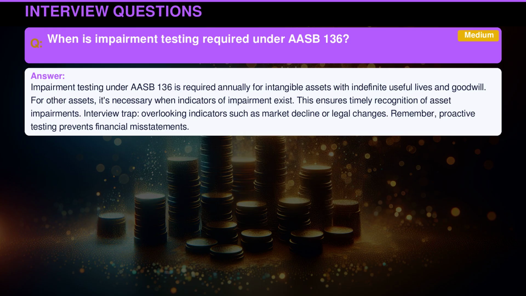Impairment testing under AASB 136 is required annually for intangible assets with indefinite useful lives and goodwill. For other assets, it's necessary when indicators of impairment exist. This ensures timely recognition of asset impairments. Interview trap: overlooking indicators such as market decline or legal changes. Remember, proactive testing prevents financial misstatements.